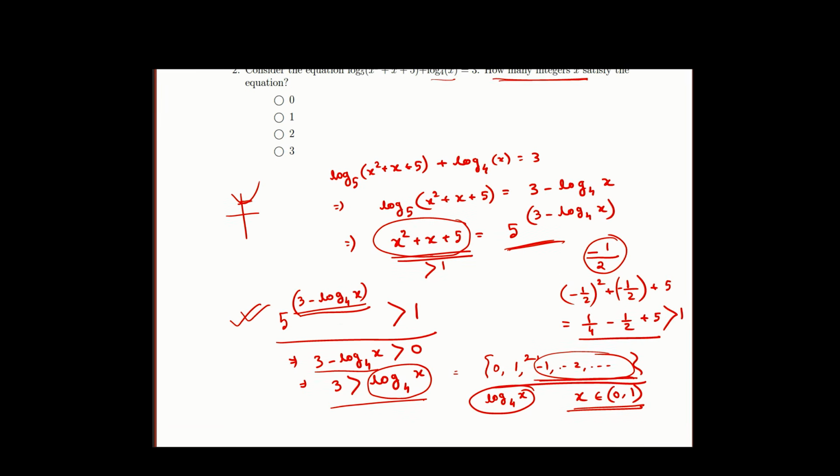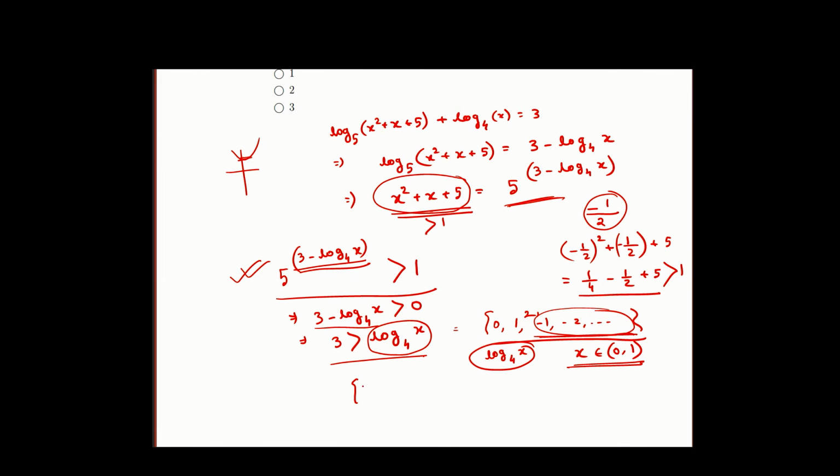So our only possible values are 0, 1 and 2. So there are 3 possible cases. Now let us observe what these cases are telling us. When log base 4 of x is 0, it will give us x equal to 1. So this is the first case. And then when log x base 4 is 1, x equals 4, and when it is 2, x equals 16. So there are 3 possibilities for x: 1, 4 and 16.